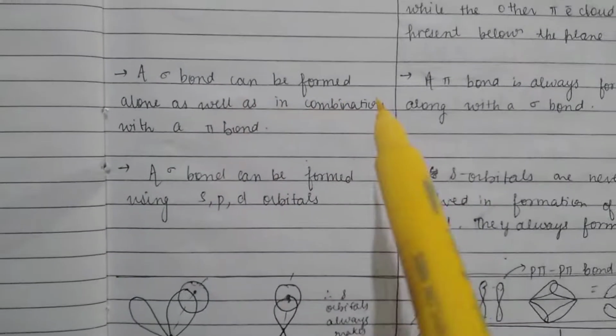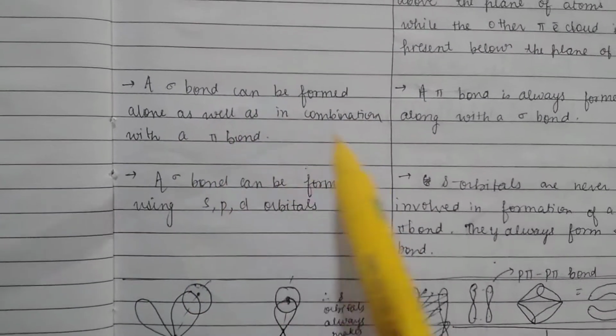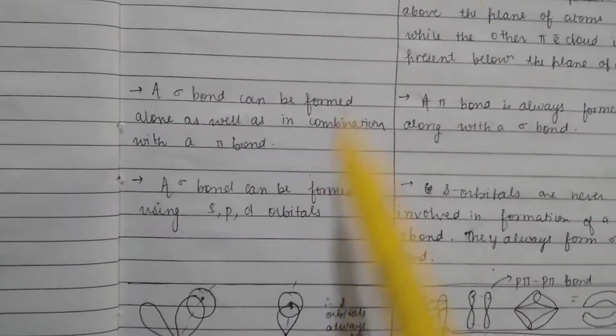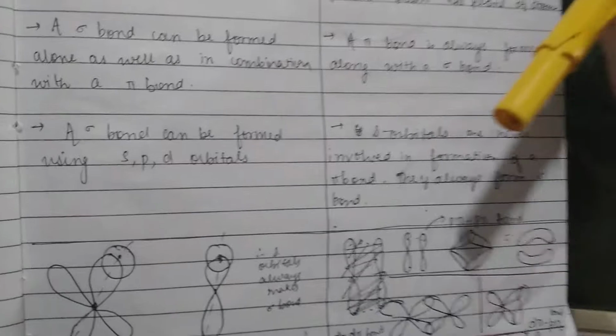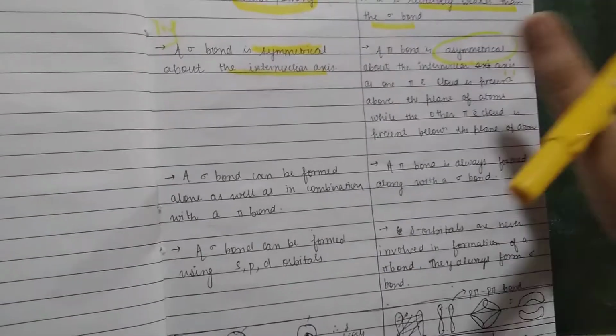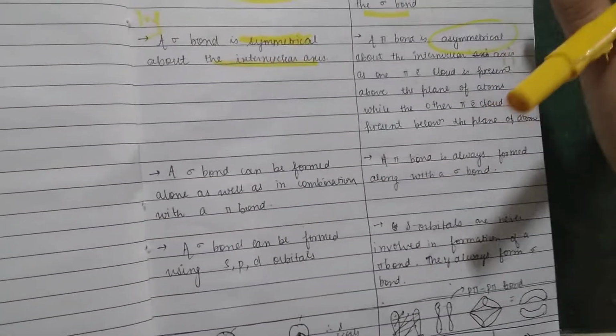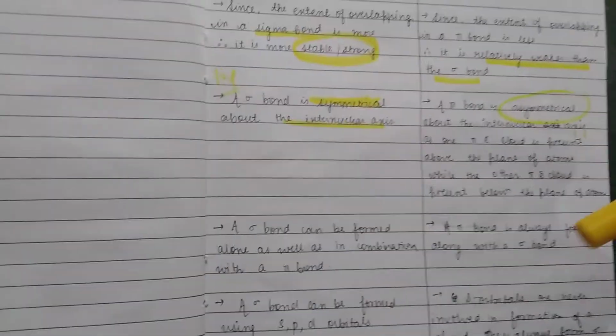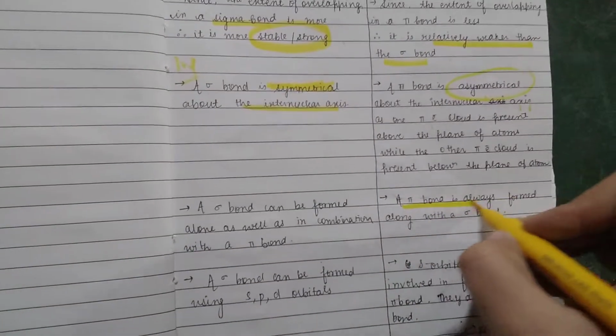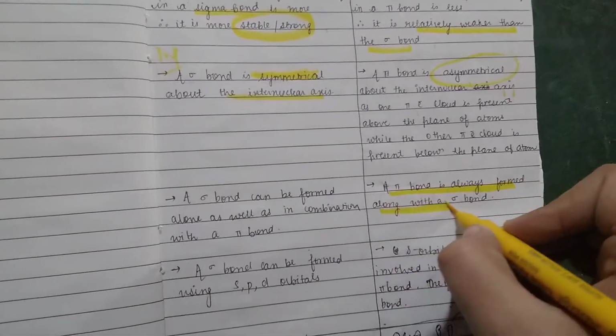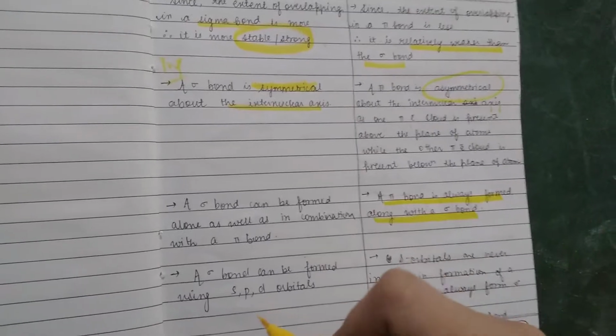Next point is a sigma bond can be formed alone as well as in combination with a pi bond. At one time, like in N2 or O2, we can make a sigma bond as well as a pi bond together. But a pi bond is always formed along with the sigma bond.